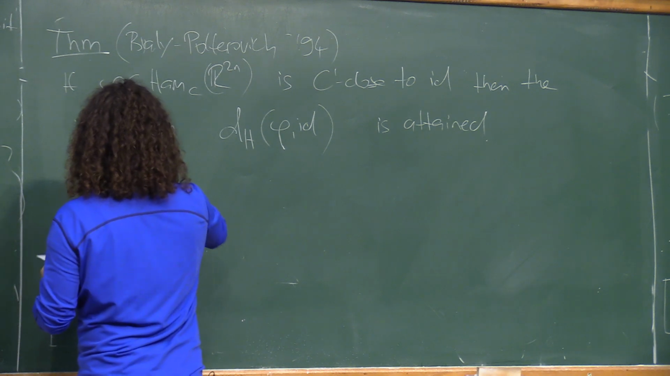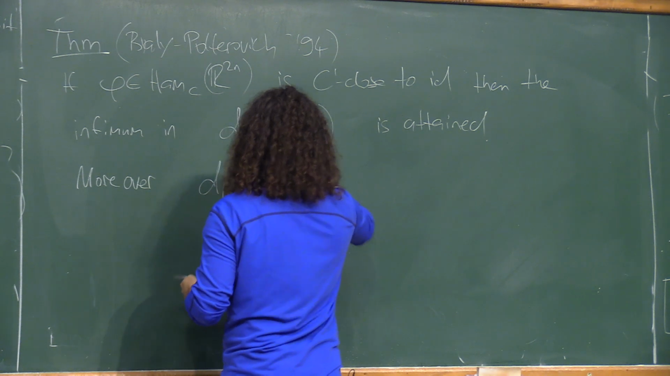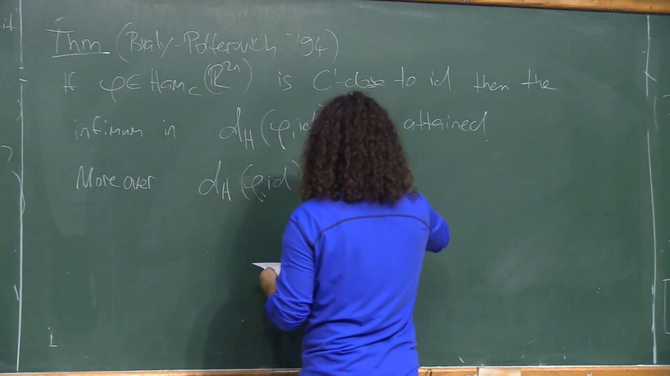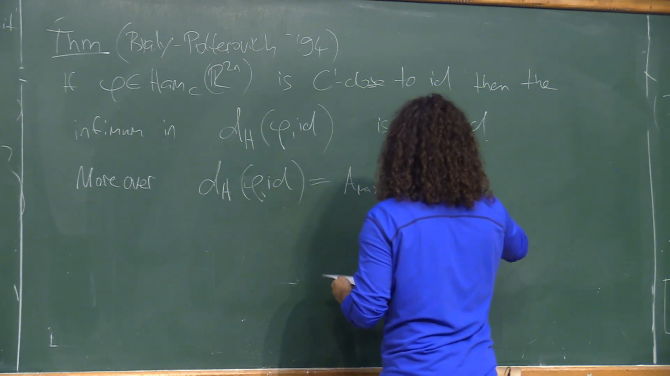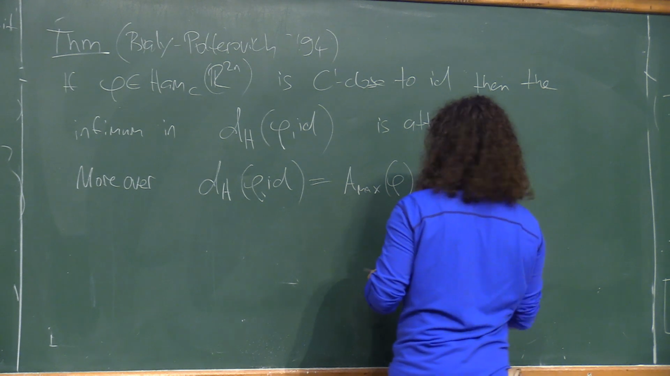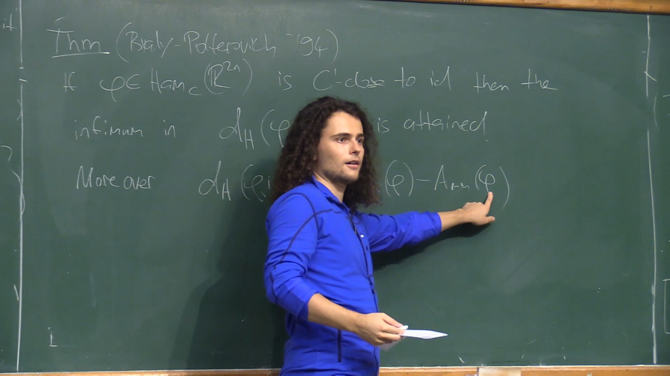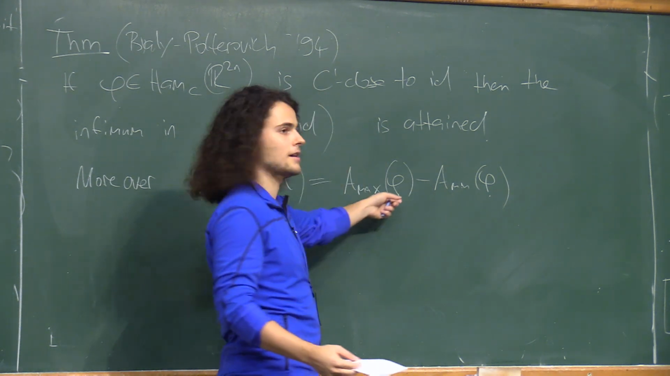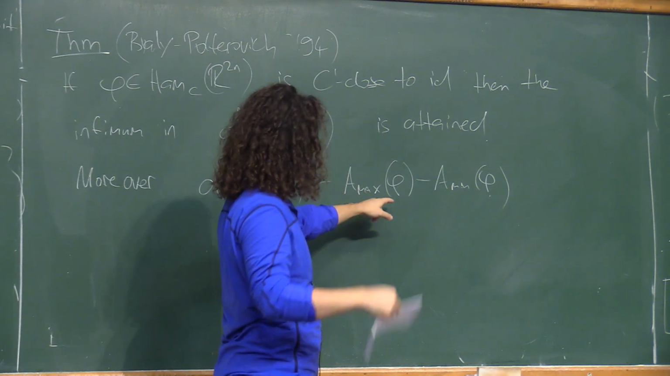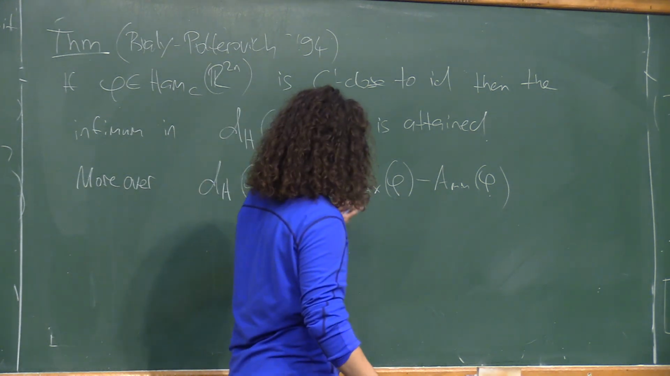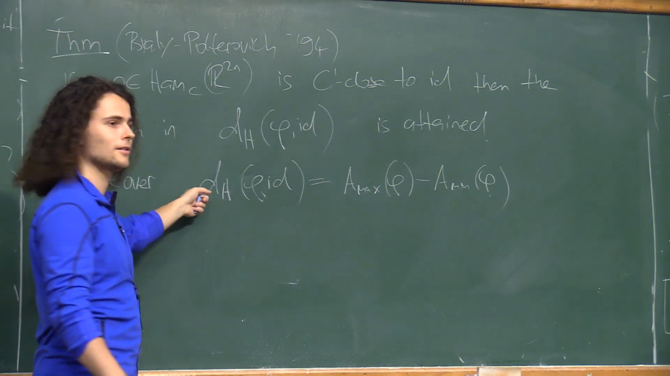And moreover, this d_H of phi and identity is actually just equal to A max of phi minus A min of phi. So what are these two quantities? phi is going to have fixed points. Every fixed point is going to have an action. There are different ways of defining that. For example, one could take a generating function and look at the value at the fixed point. I could take the maximal action and the minimal action, and take this difference. It turns out that's exactly equal to the Hofer distance.